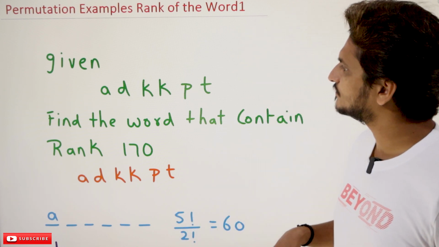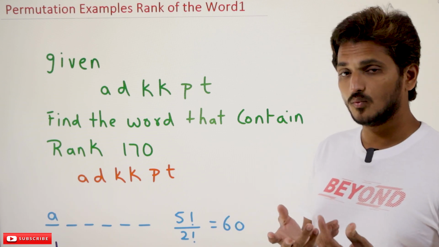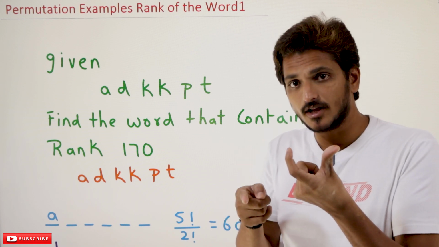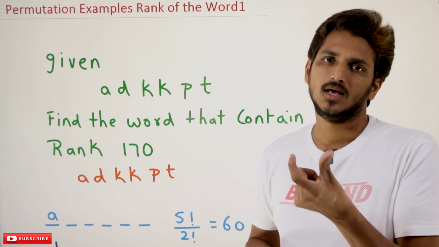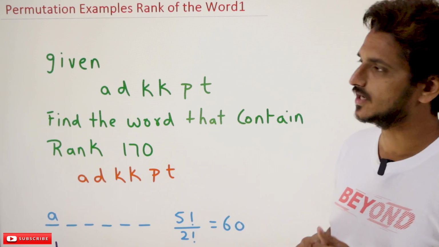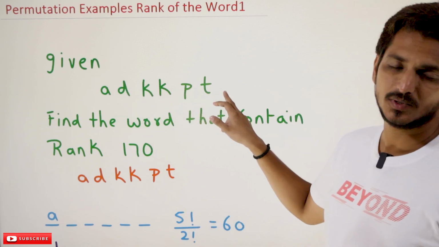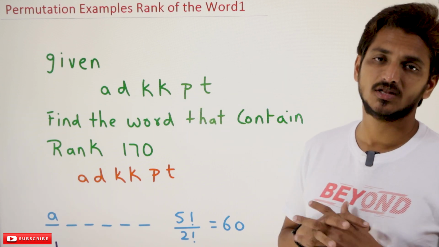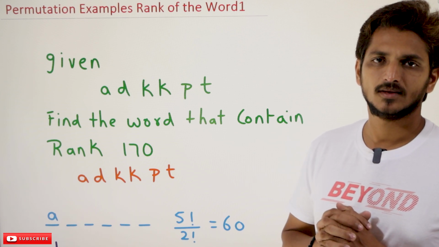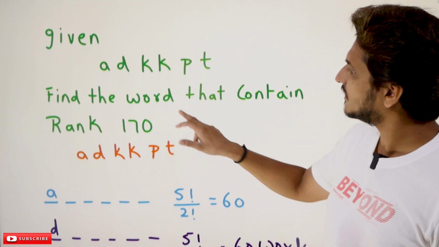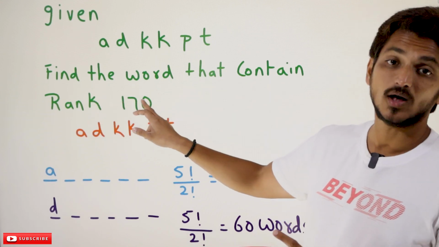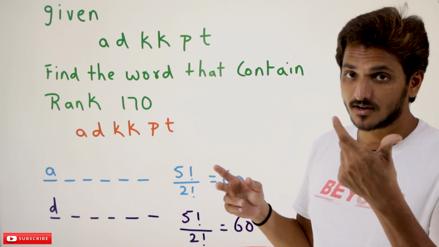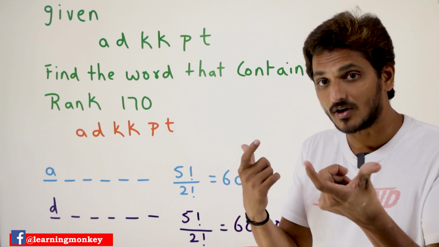Coming to today's class, in our last class example, we took the word and found the rank of that word according to the dictionary order. This is exactly the opposite of what we are doing here. The characters given are A, D, K, K, P, T. These are the characters present in the word. And we need to find the word that has rank 170.